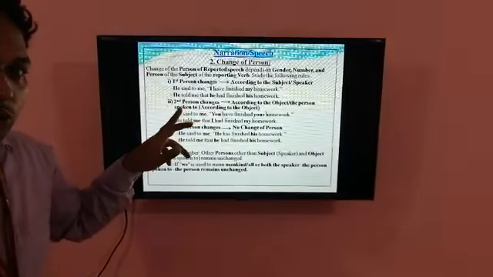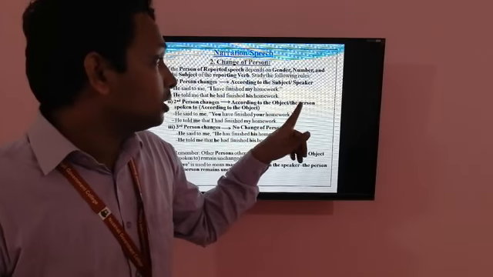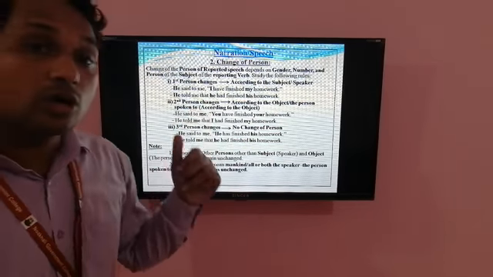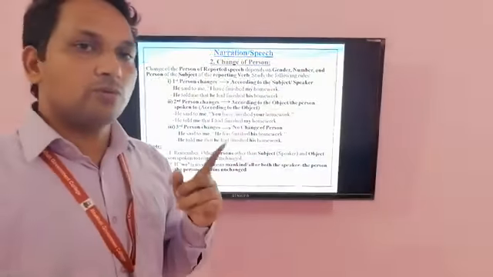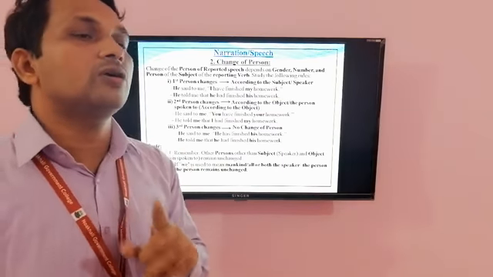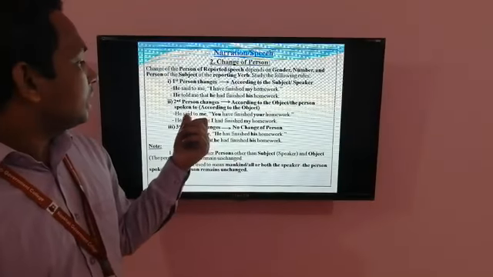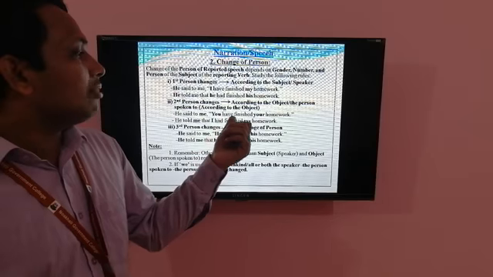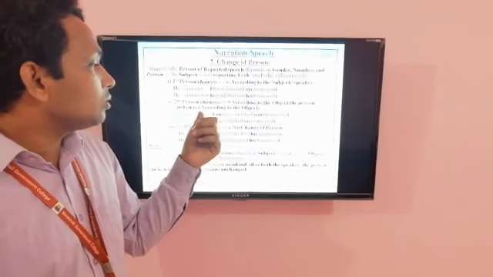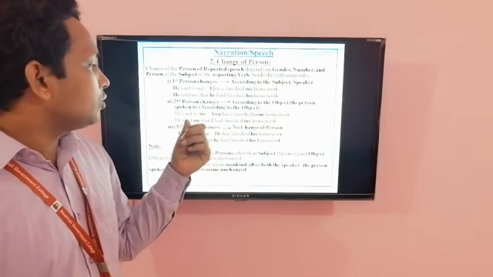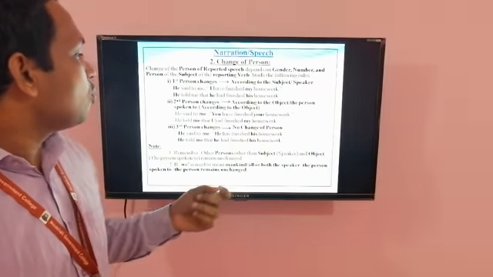Then 2: second person changes according to the object, or the person spoken to. Remember, this is also important. Another important point: second person will get changed according to the object or the listener. Look at this example. "He said to me, you have finished your homework." See, "you" is second person. So this "you" will change according to this "me," that means the object. He told me that I had finished my homework.